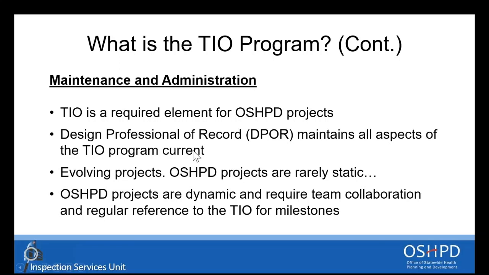It's like I say, it's an evolving project, and they are rarely static. So for any changes, usually in the TIO program that's approved at building permit, every column for the individuals and firms is left blank as TBD. So prior to the start of that specific task, either the test or inspection needs to be identified, and one of the field staff has to approve it.